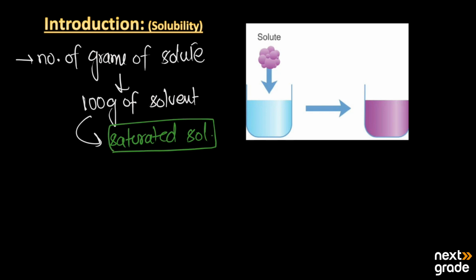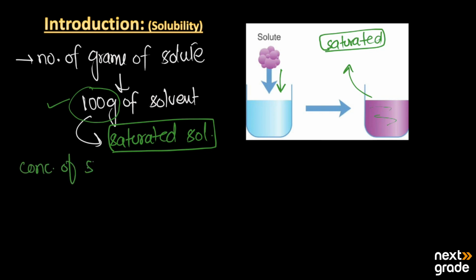It means if we have a solute and we add it to the solution up to the mark, we get a solution that is saturated. It means the solution has no more capacity to dissolve the solute. So this is known as the solubility of the solution, and we check it with the total amount of solvent, which must be 100 grams. So the concentration of a saturated solution is referred to as solubility.